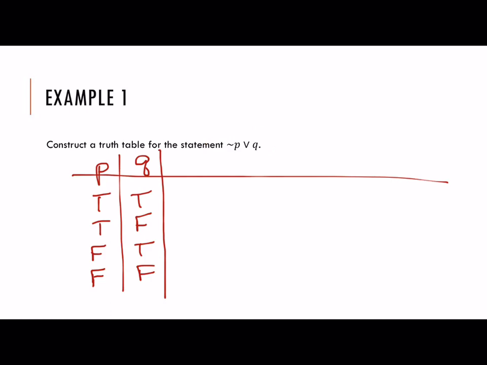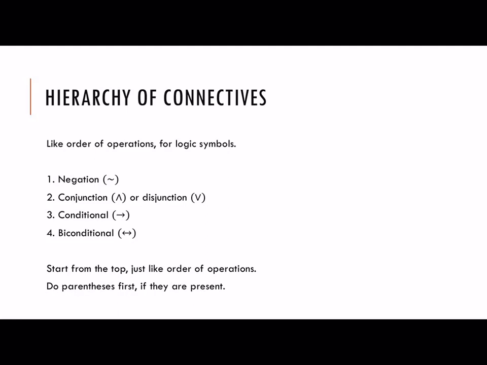Okay. Next, we have one connective and then one negation symbol here. So we need to decide what we're going to do next. Are we going to see what the possibilities are for the negation of P, or are we going to deal with this or statement? So we have an order of operations for logic symbols. It's called the hierarchy of connectives, and it basically tells you what order to examine the true and false values for these statements. All right, so we go from the top down.